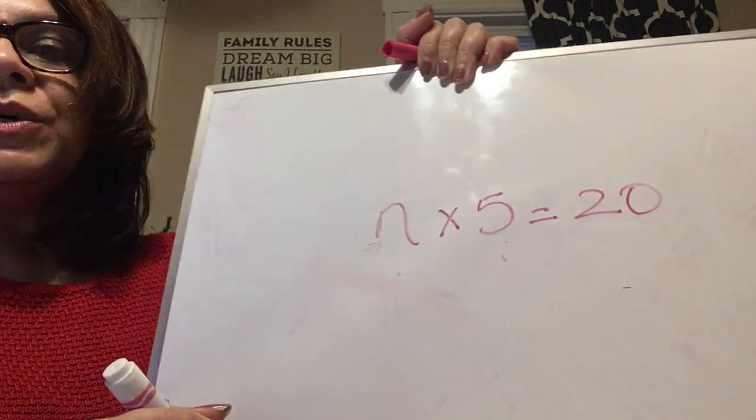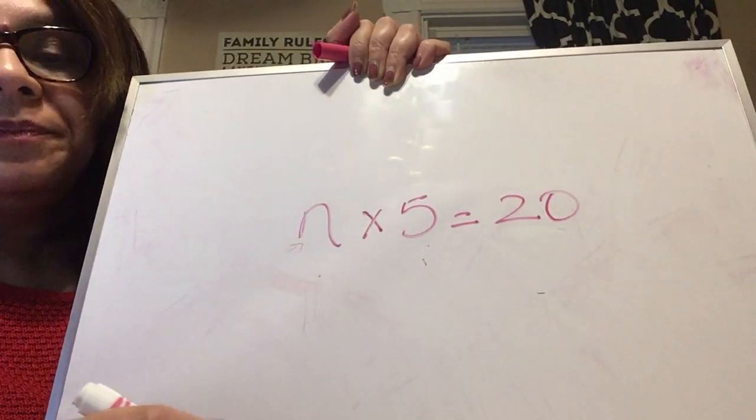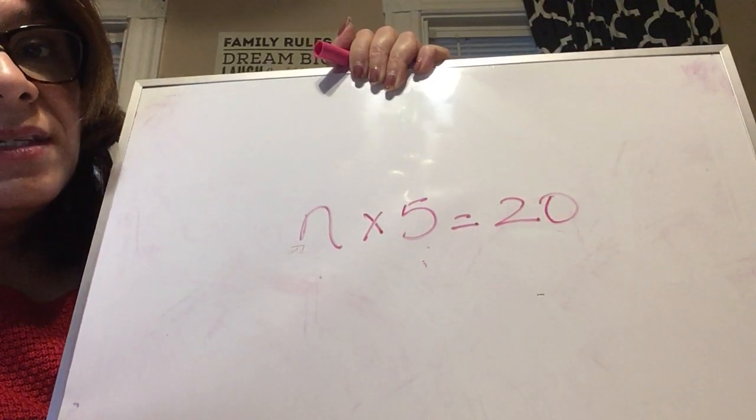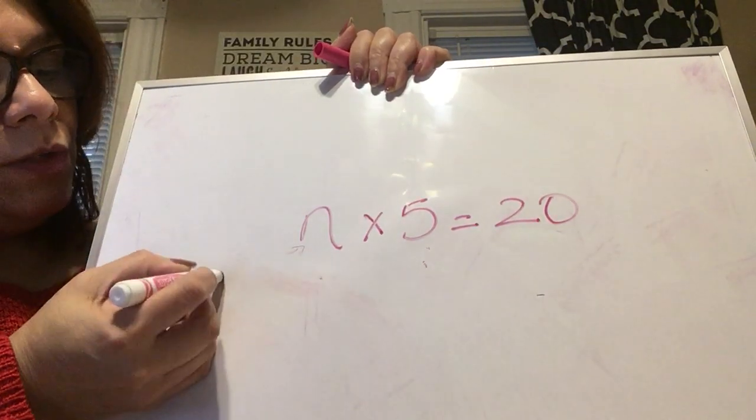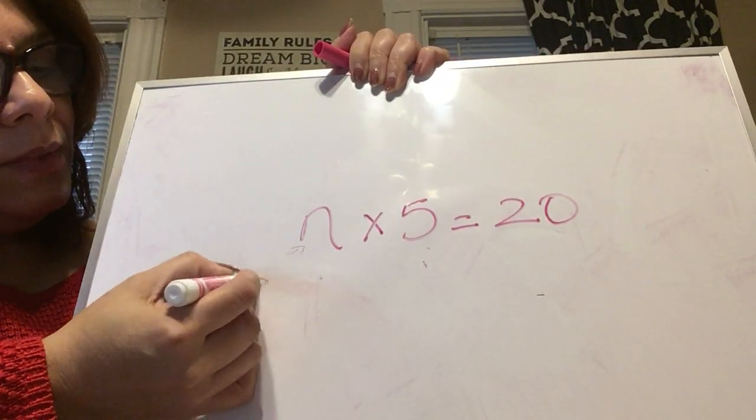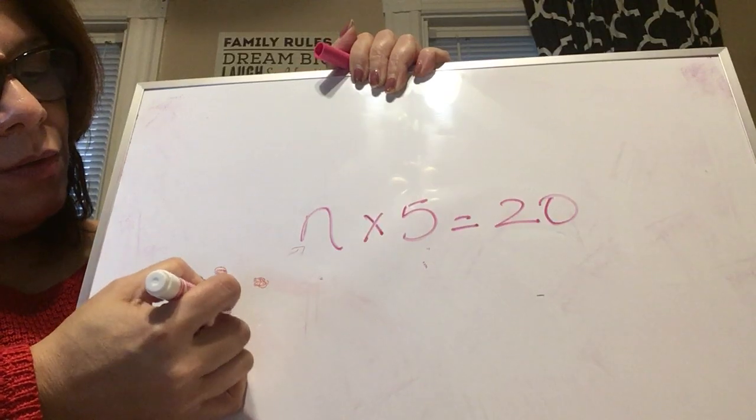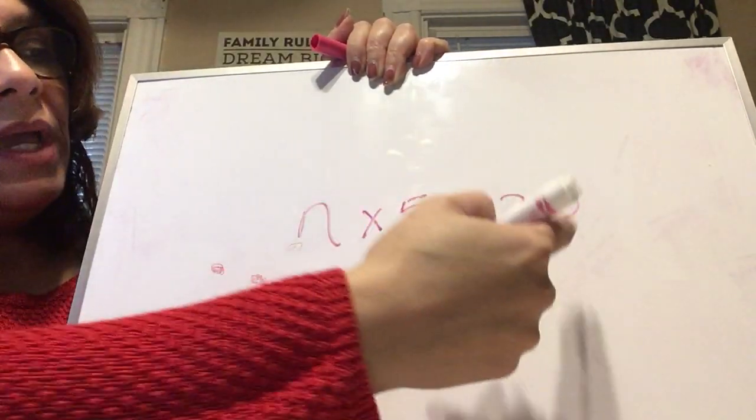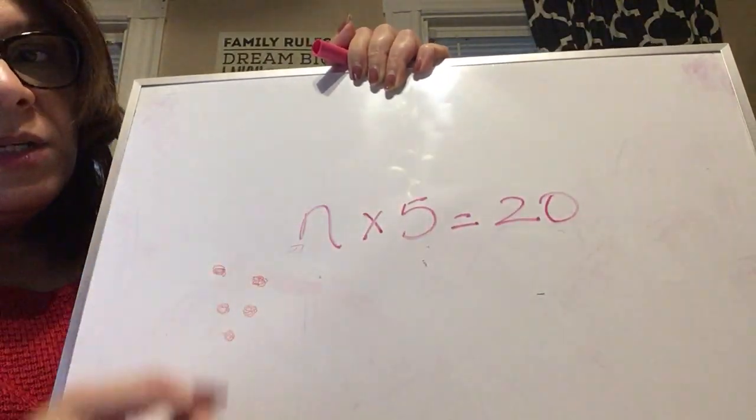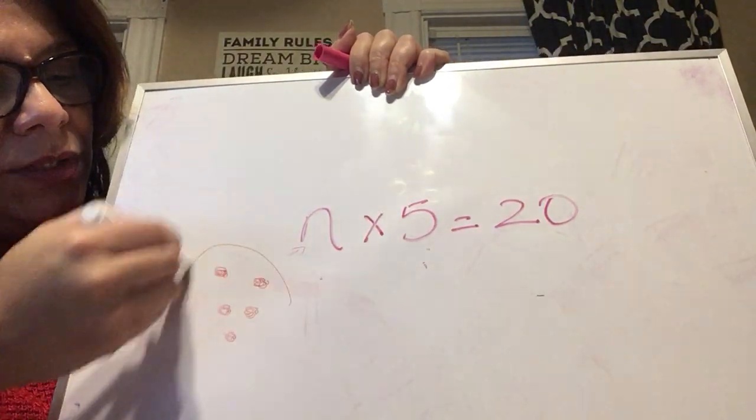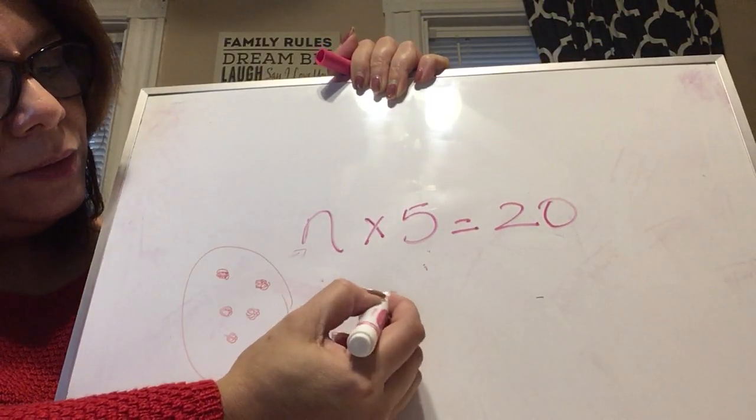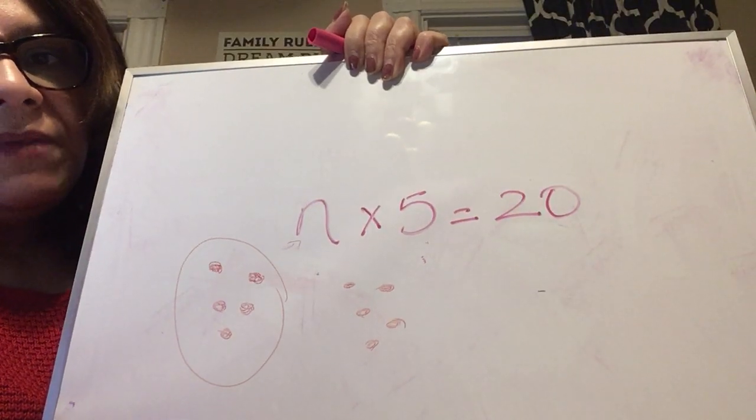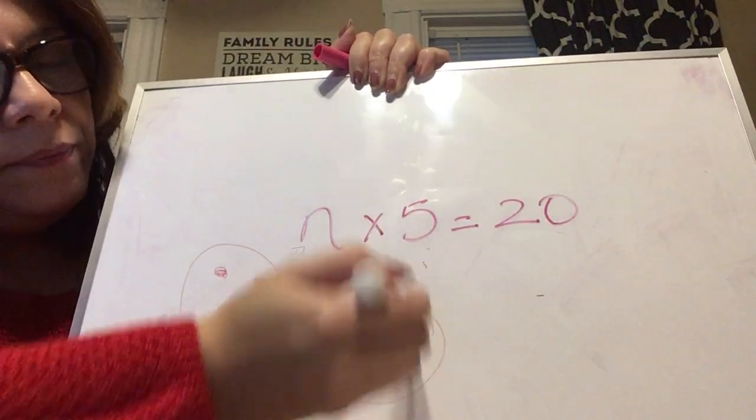All right, so we're gonna figure out how many sets we need. Okay, so we're gonna put 5 in each set. So we're gonna do 1, 2, 3, 4, 5. And remember, we have to get to 20. So we did 1 set. I'm going to circle that. 1, 2, 3, 4, 5. That's 5 again. We're going to circle that one.